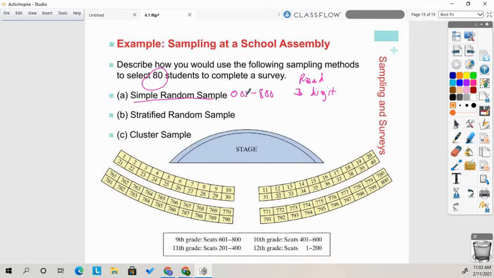And I would read 3 digits until I have 80 students. You can't count somebody twice, if they're already picked. So if you picked 008, that person's picked. You're not going to pick them again. So you need 80 unique numbers, unique people. Okay, stratifying would be looking at them by grade. And then within those sections, I would do a separate random sample. So I would pick 20 of each grade.